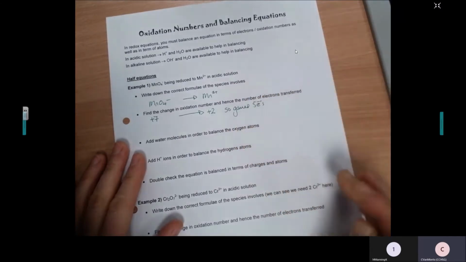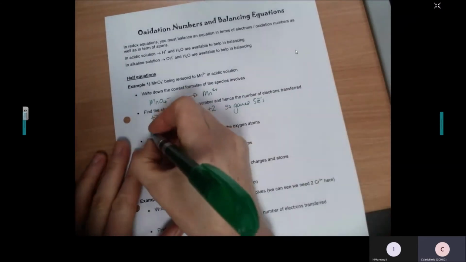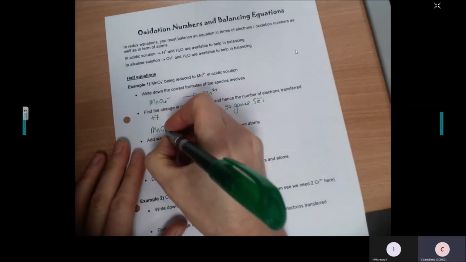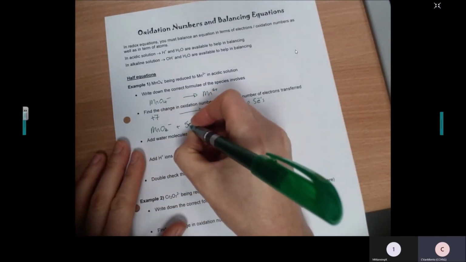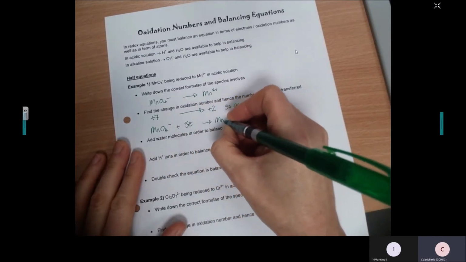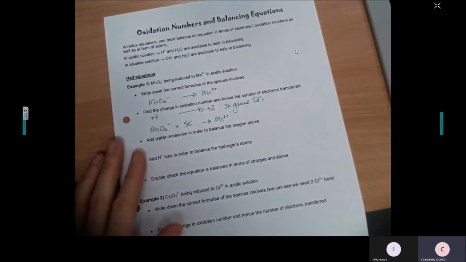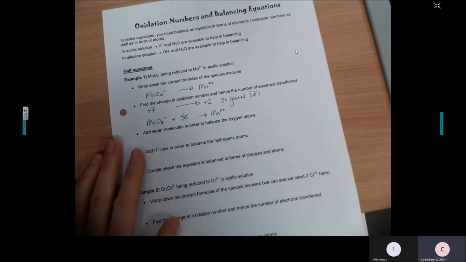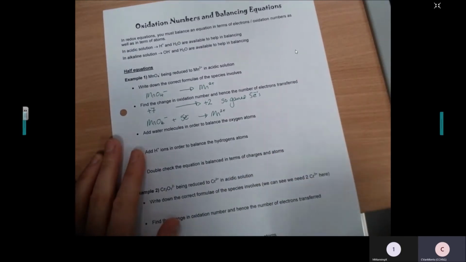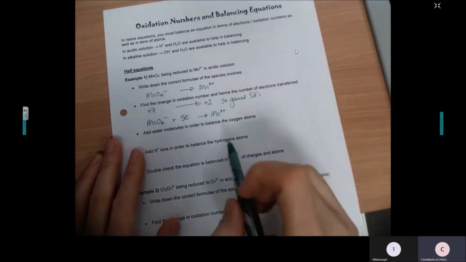So then we can develop our equation a little bit more. So we now know that MnO4- needs to gain 5 electrons in order to become Mn2+. So we're now balanced in terms of our oxidation numbers and our electrons. So what we now need to do is look at actually balancing the rest of the equation.